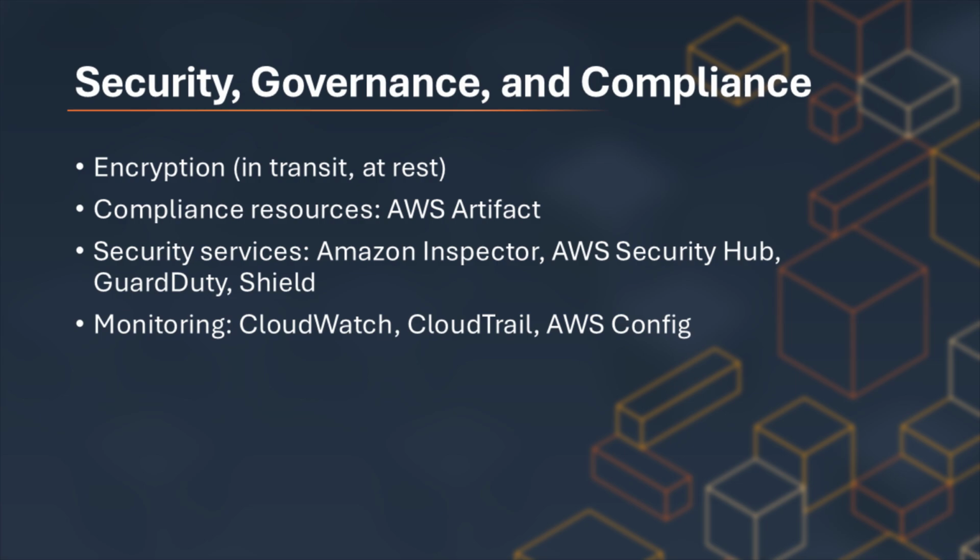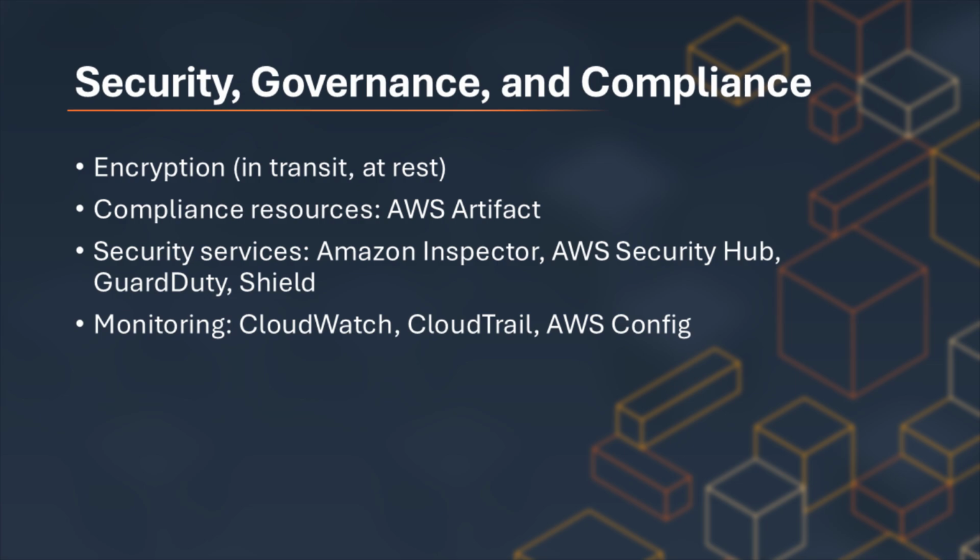AWS offers robust security services. Amazon Inspector scans EC2 instances for vulnerabilities, such as outdated software. AWS Security Hub centralizes alerts from services like GuardDuty, giving a unified view of threats. Amazon GuardDuty uses machine learning to detect anomalies, like unusual API calls from a compromised account. AWS Shield protects against DDoS attacks, essential for public websites. For example, an e-commerce site can use Shield to stay online during a traffic surge.